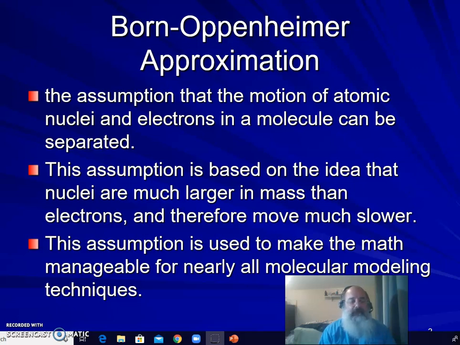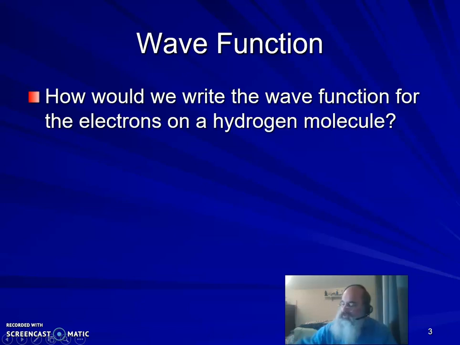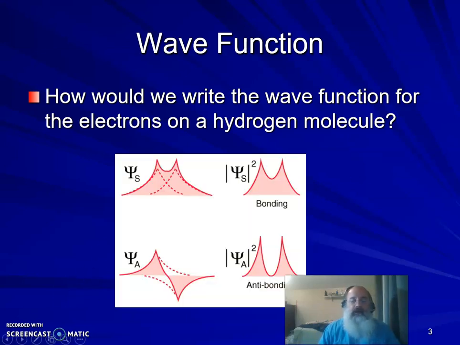This doesn't work perfectly for very weak bonding and certain other molecules, and so there are chemists and physicists who are working on ways around having to do this. But for right now, there's no way to model molecules, generally speaking, without the Born-Oppenheimer approximation. If we try to, the calculations become much too large for most computers to handle. So the question that comes up next is, how would we go about writing the wave function for the electrons in a molecule? And so we'll begin with a little picture.